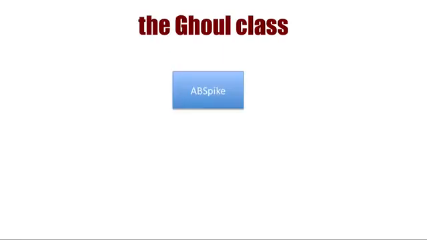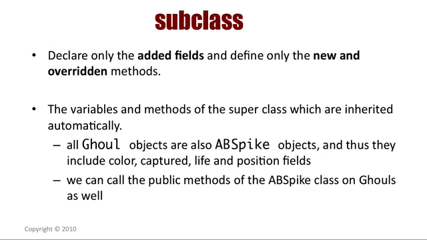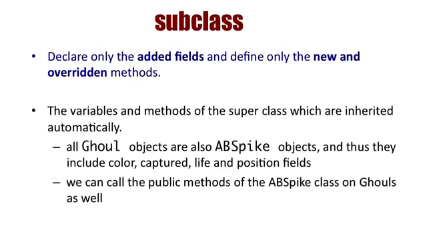Now let's consider how we can leverage the work we have done in the AB Spike class when creating the Ghoul class. Recall that the Ghoul class is descended from the AB Spike class. It is a child or subclass. The syntax for a subclass is shown here. We use the keyword extends, followed by the name of the superclass. In the body of the subclass, we only need to declare any additional fields or define any additional or overridden methods. The subclass will inherit much of its state and behavior from its superclass.